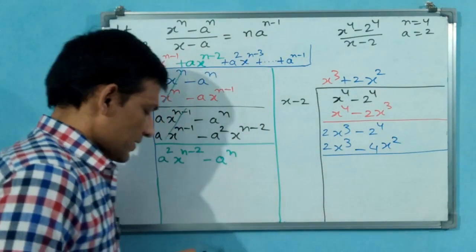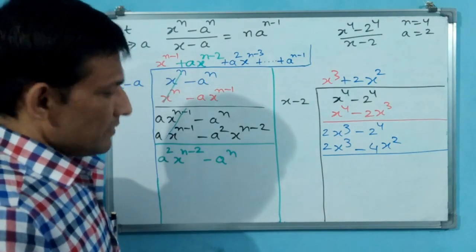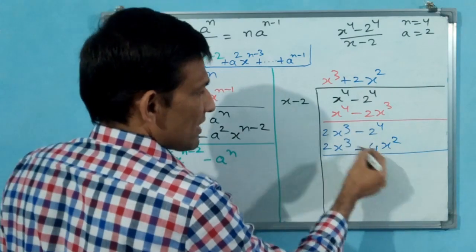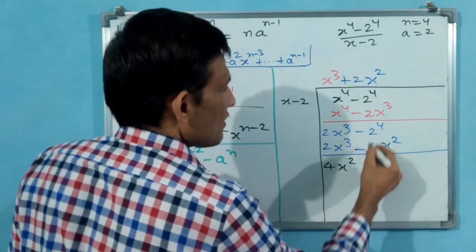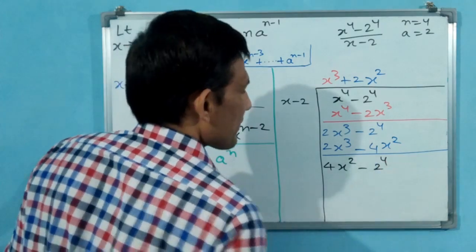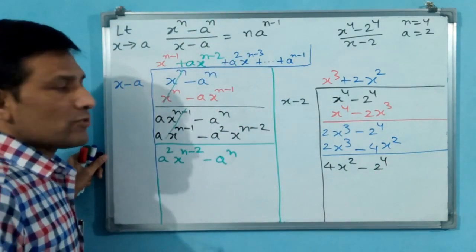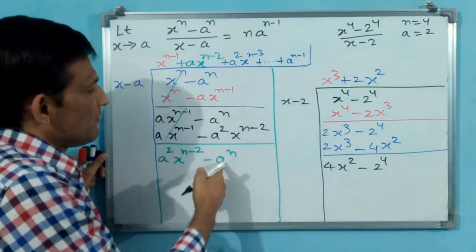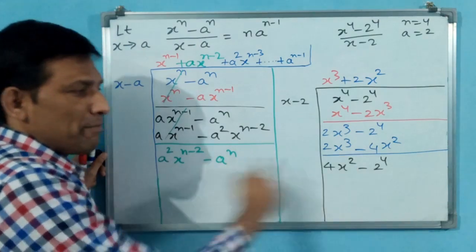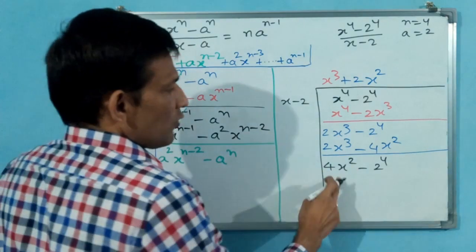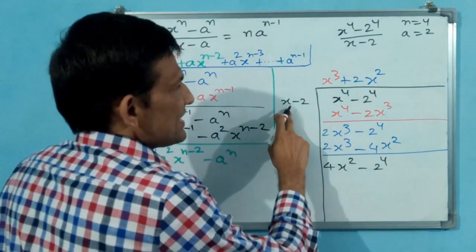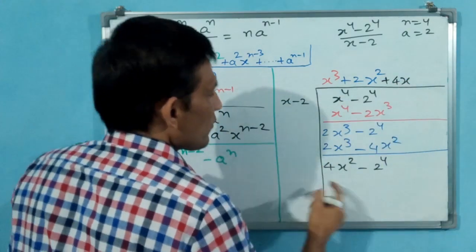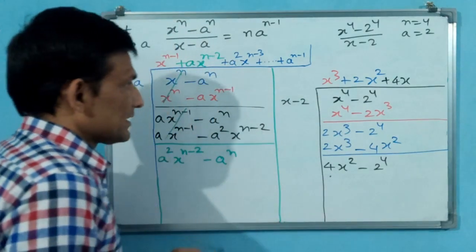Is it okay? Definitely okay. You see now 2x cube gets cancelled, but minus of minus plus 4x square will come here, minus 2 to the power of 4. See, 2 to the power of 4 is like that only coming: minus a power n, minus a power n. You compare this, that is why. Now you see 4x square is there, but x is there. Then what you have to write? Plus 4x. 4x into x, 4x square.